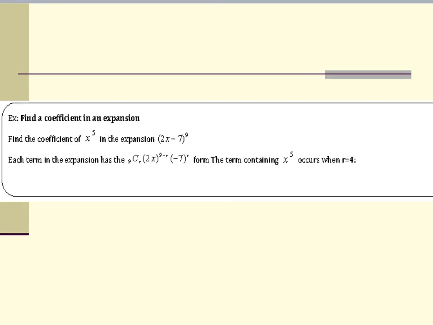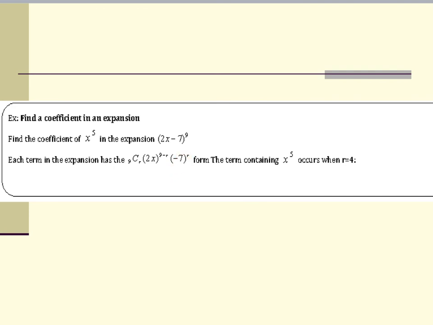And our last issue here, our last problem that we need to solve, find a coefficient in an expansion. So remember, the coefficient is the first number. So find the coefficient of x to the 5th in the expansion 2x minus 7 to the 9th power. So here's what we have to remember. Each term in this expansion has 9Cr times 2x to the 9 minus r times negative 7 to the r form. So that's what my form would look like.